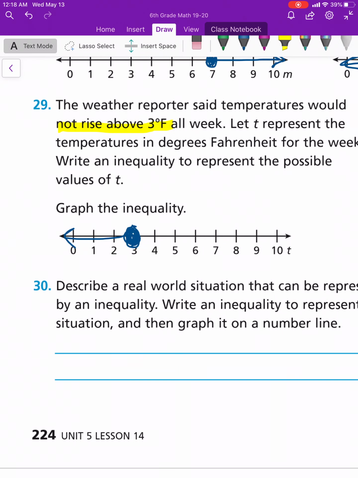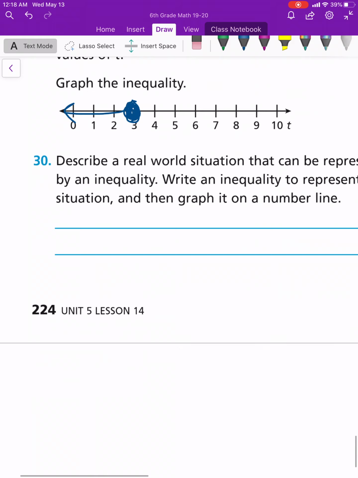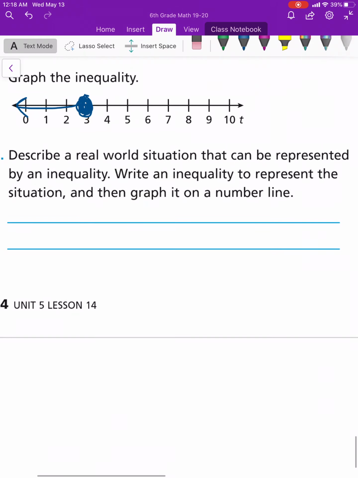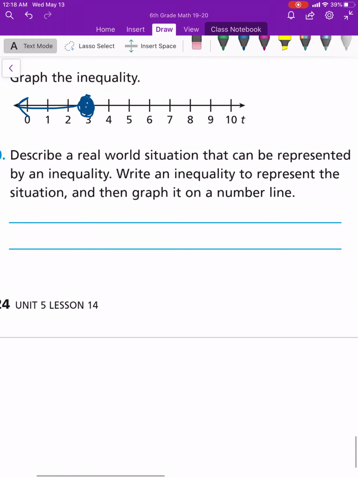Okay, describe a real-world situation that can be represented with an inequality. Write an inequality to represent the situation, and then graph it on a number line. This one can be tricky, and I'll leave it to you to do whatever you want to do here. I'm going to write this in purple. Let's see.